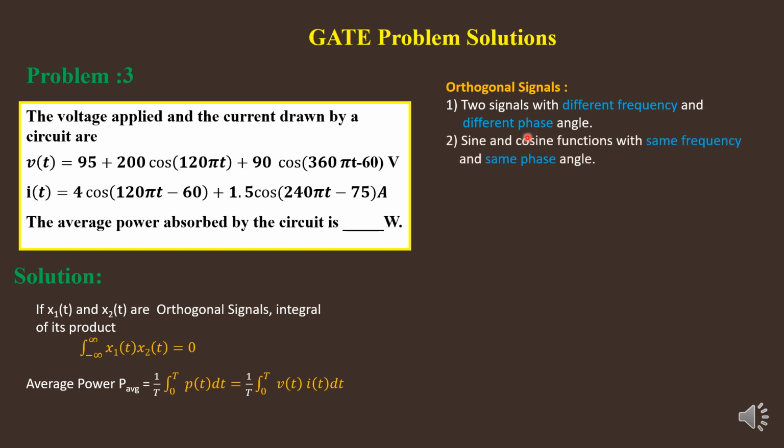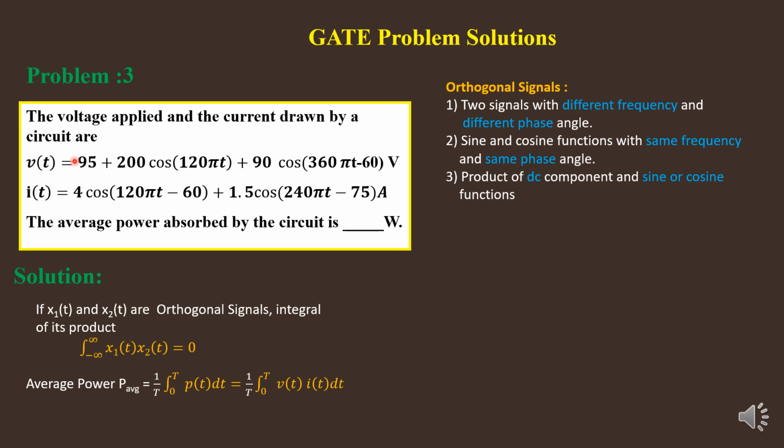And second one, so what are the orthogonal signals? The types are: two signals with different frequency and different phase angle; sine and cosine functions with the same frequency and same phase angle, which is also said to be orthogonal signals; and the product of a DC component and sine or cosine functions, which is also said to be orthogonal signals. So for orthogonal signals, the integration of the product equals 0. So we need not find out that product. Okay, let me start solving the problem.